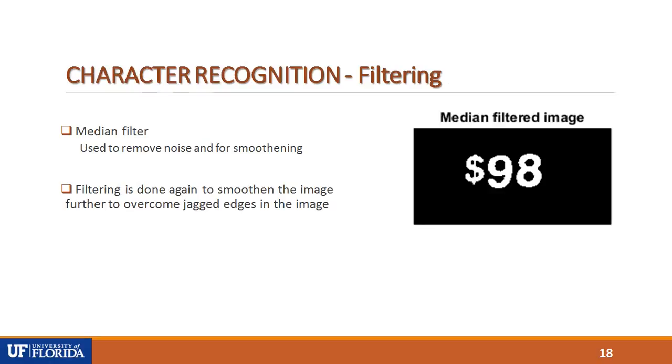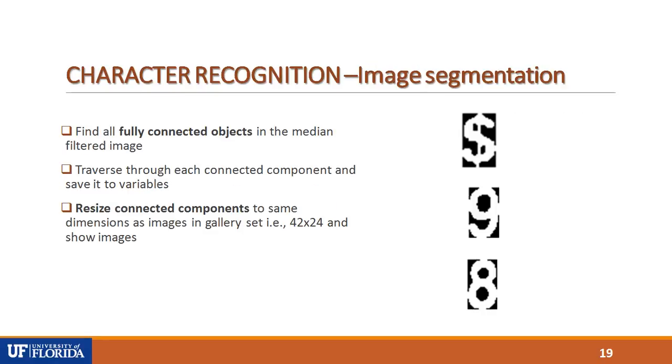Next part of the prototype is the character recognition part. Median filtering is done again on the image in order to smoothen out the image further and to remove jagged edges. The image segmentation is found by first detecting the various fully connected objects in the median filtered image. A loop is used to navigate across all the fully connected objects, and the fully connected objects detected are stored in variables.